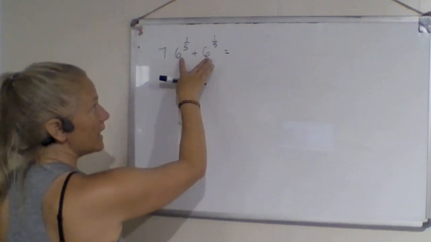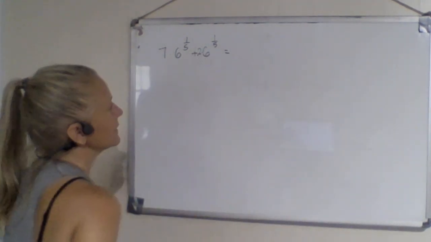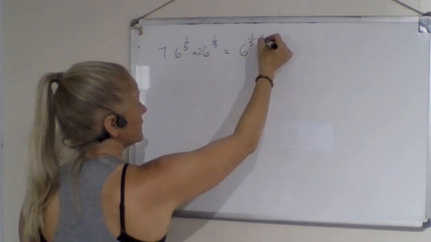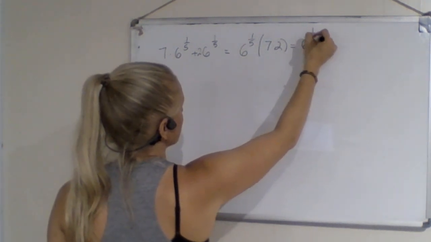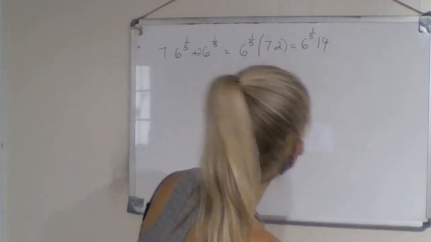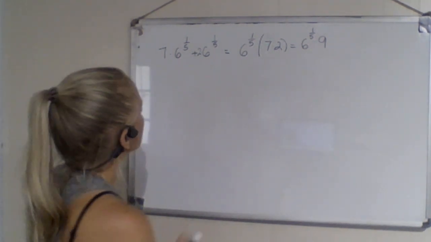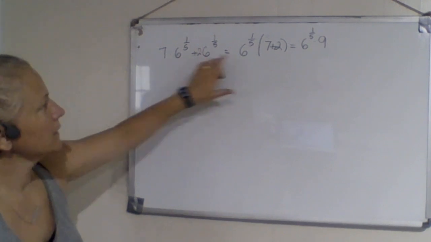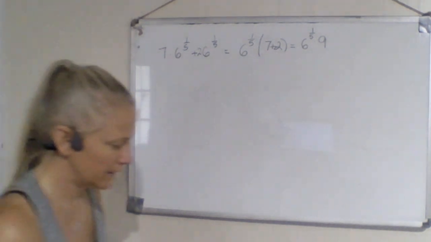Well, remember how they have this in common? 7 times 6 to the 1/5 plus 2 times 6 to the 1/5. This becomes 6 to the 1/5, and I can factor it out. 7 times 2, which is 14? I do not know why I thought it was 14, oh, because this is a plus. I factor that out. 7 plus 2 gives me 9, so it's 6 to the 1/5 times 9. And that's where we leave it. We don't do anything else with it. That's the only thing you need to know.